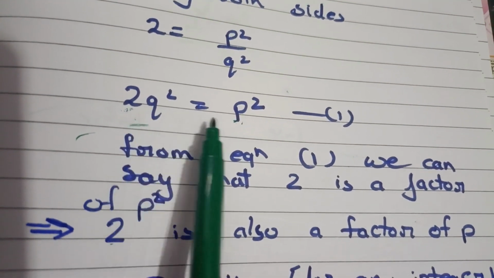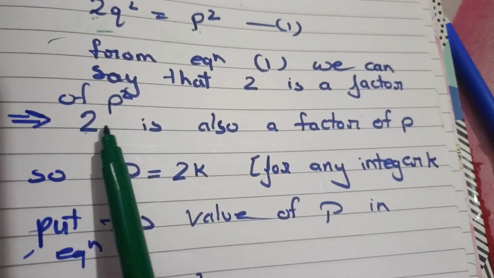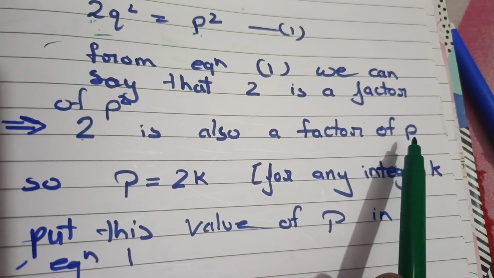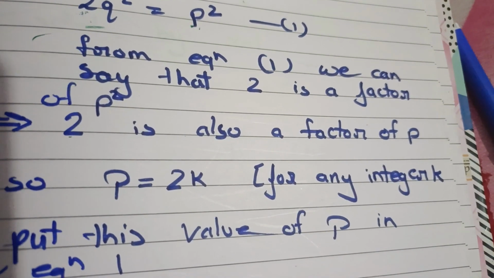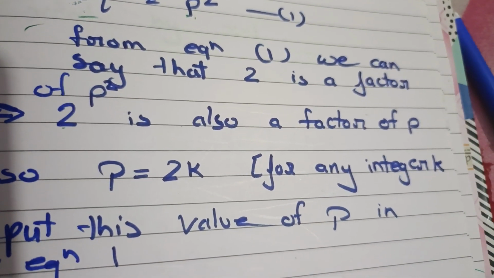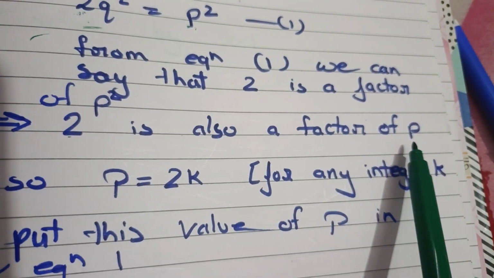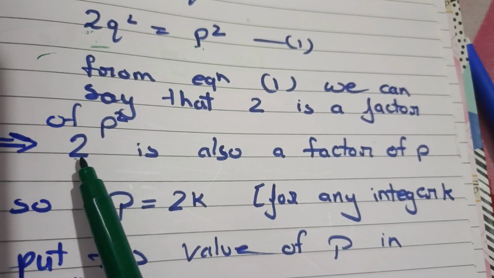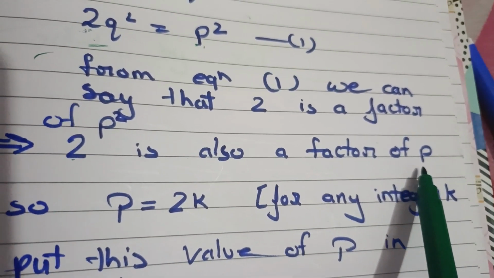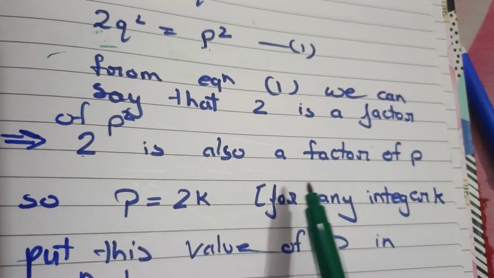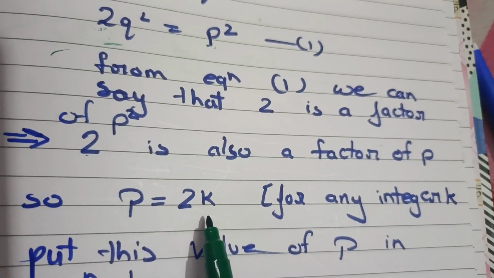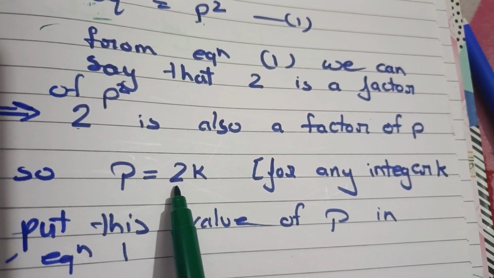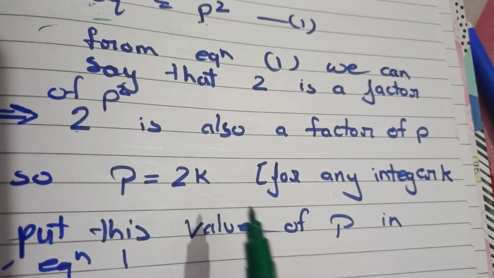Now, if 2 is a factor of P square, then it will also be a factor of P. This is theorem 1.2 of class 10th NCERT, first chapter. 2 is also a factor of P. It is already proved. If 2 is a factor of P square, then 2 is also a factor of P. So let us assume that P is equals to 2K for any integer K. Because 2 is a factor of P, so 2 will be written along with the integer as well.